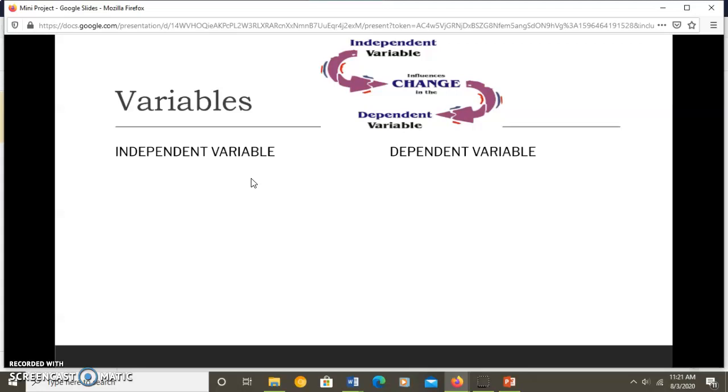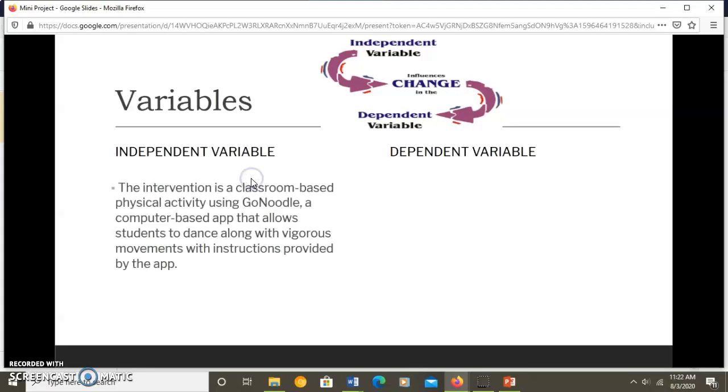So what are our independent and dependent variables? Well, we know that the independent variable is going to influence change in the dependent variable. So our independent variable is using the Go Noodle application for 10 minutes a day. This will allow students to dance along with vigorous movements, and the instructions are provided by the application, and that will only be done in the intervention classroom.